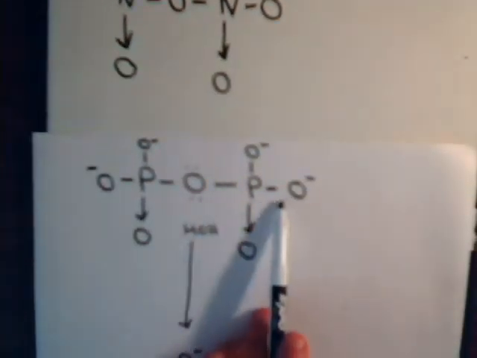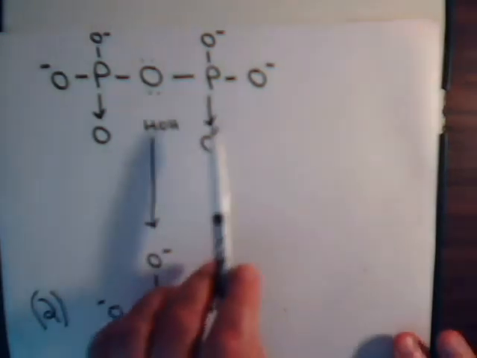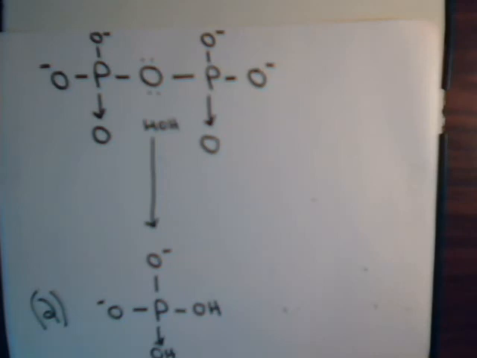This is very powerful, making this impossible to form in aqueous media. But in aqueous media, it's possible to make this, because this stabilization is not nearly as powerful as what would exist. This stabilization for a phosphate anion is not nearly as powerful as for the nitrate anion. Therefore, it's possible to make this anhydride, which is called pyrophosphate.